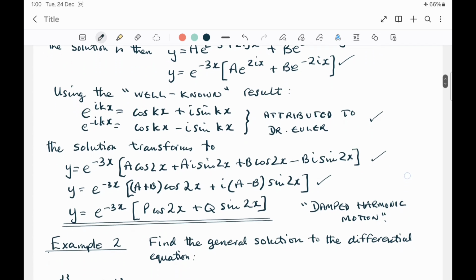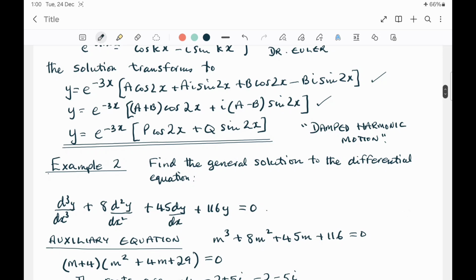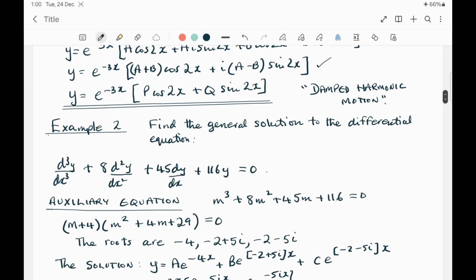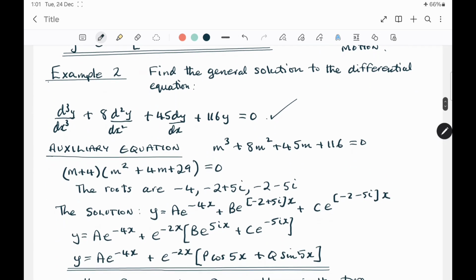So we move on to the next example, and this time we'll have a third order differential equation. Example 2: find the general solution to the differential equation d3y/dx cubed plus 8 d2y/dx squared plus 45 dy/dx plus 116y equals 0. So we're down to there. Now the auxiliary equation will be m cubed plus 8m squared plus 45m plus 116. So we're down to here.